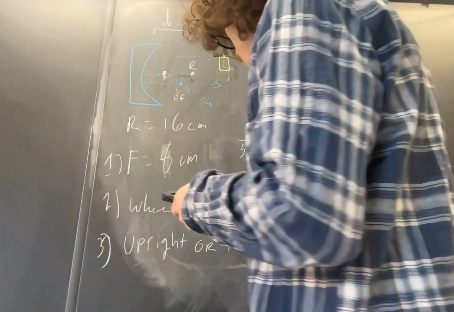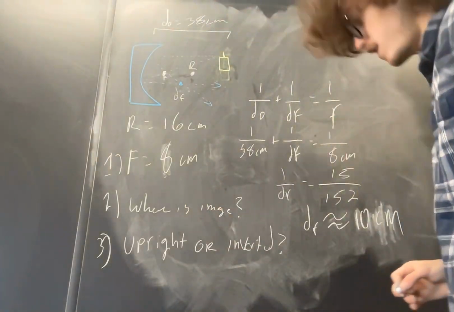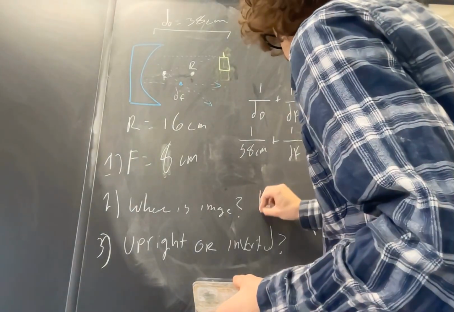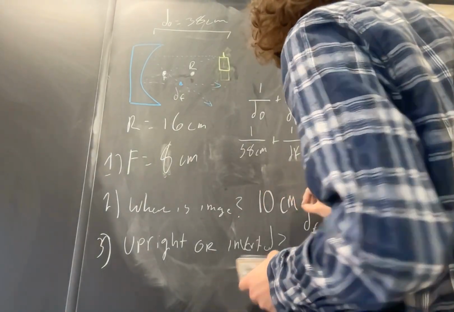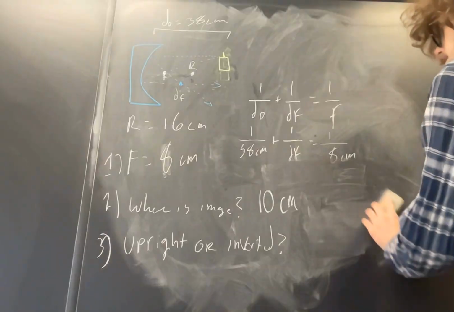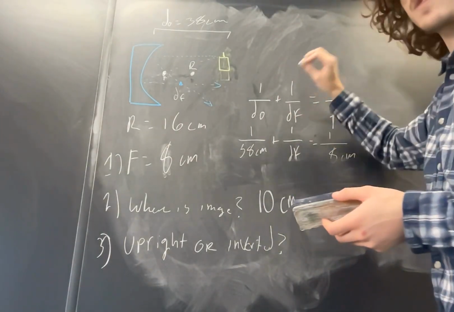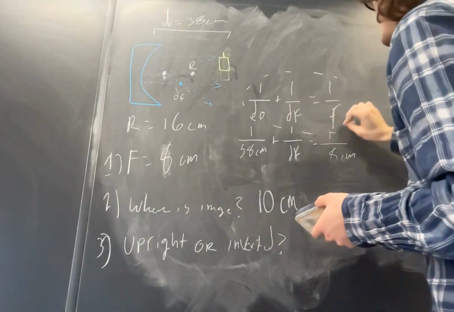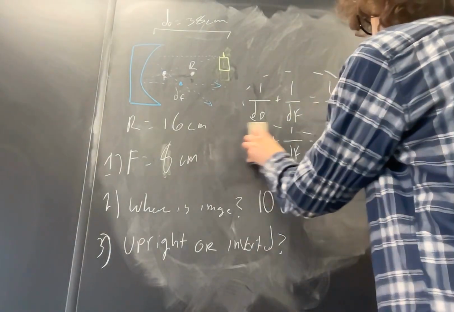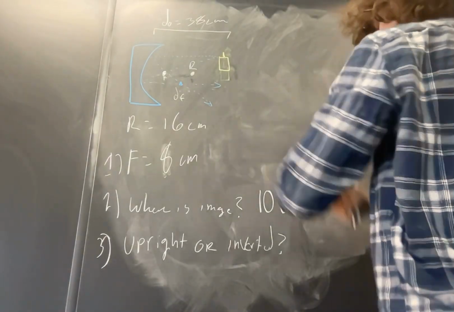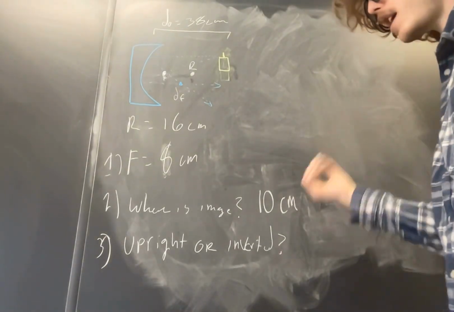So where's the image? That's just going to be 10 centimeters. Okay, so hopefully you're able to follow that. It's just plugging and chugging here using this formula. I think the hard part might be understanding to use that formula. So it's 10 centimeters. And is it upright or inverted?